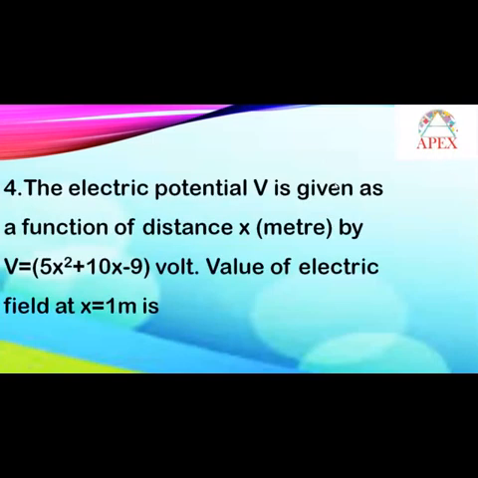Next. Question number 4. The electric potential V is given as a function of distance x by V equal to 5x square plus 10x minus 9 volt. The value of electric field at x equal to 1 meter is a similar question. So here again V is given: V is equal to 5x square plus 10x minus 9. And finally, they are asking us to calculate the electric field at x equal to 1.